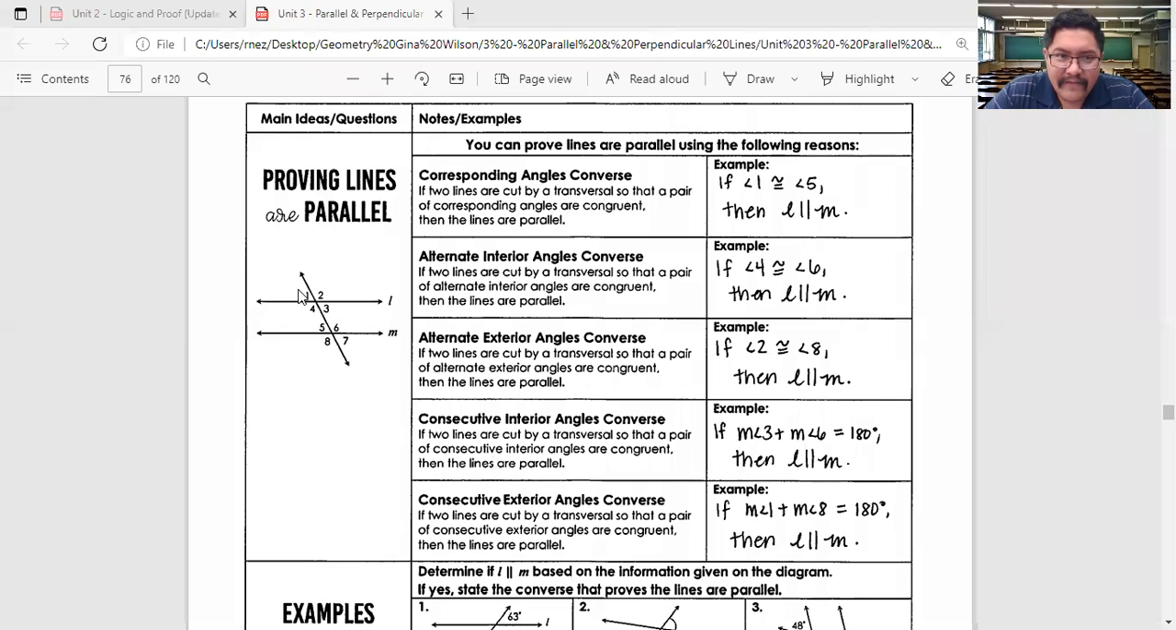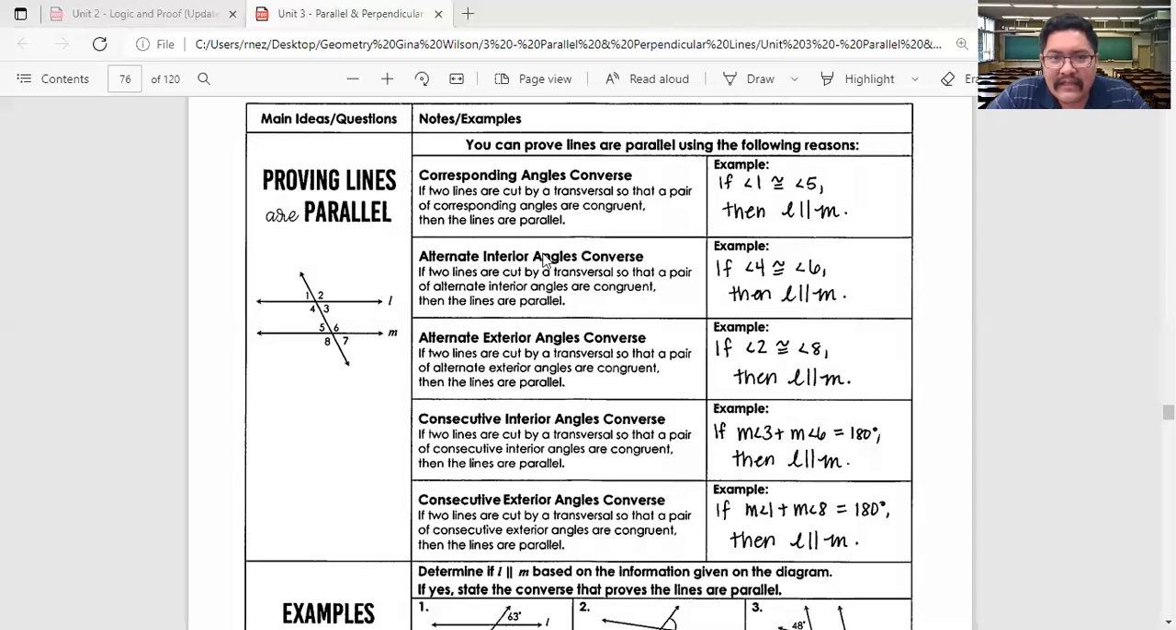So if 1 and 5 are exactly the same in measure, then they have to be parallel, because remember, these lines cannot turn or anything. They have to keep going straight. If they're even a small degree off, eventually they are going to intersect. L and M would. So there you go. And then most of these are just going to be along the same line.